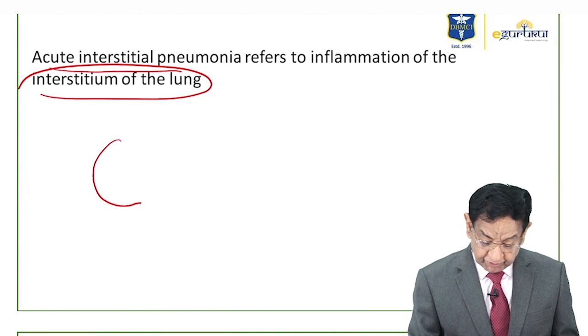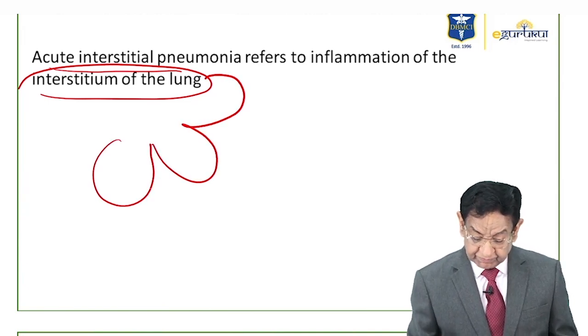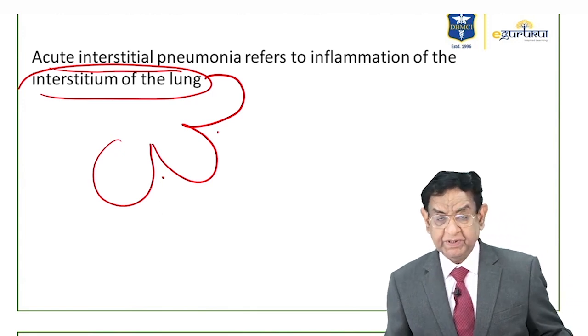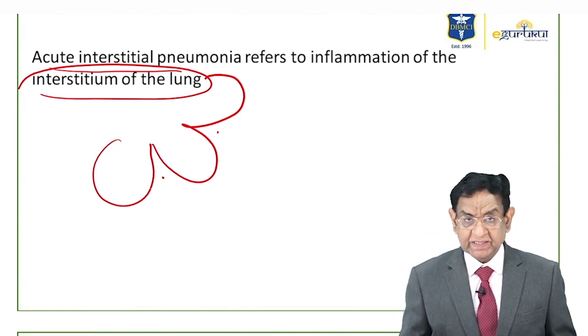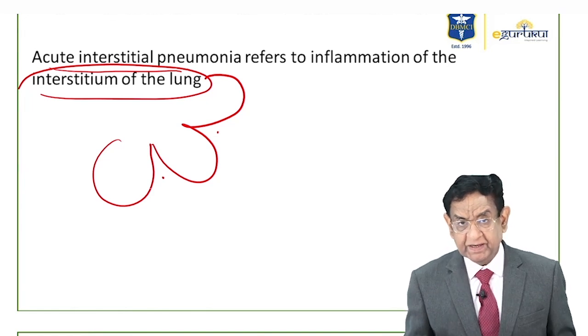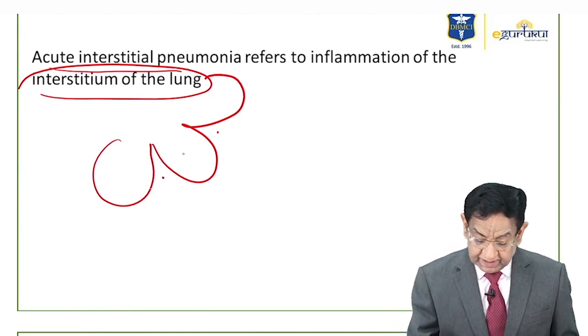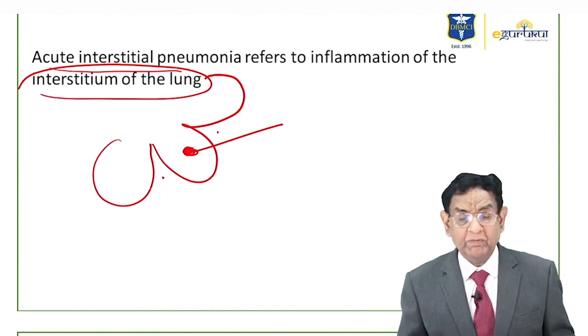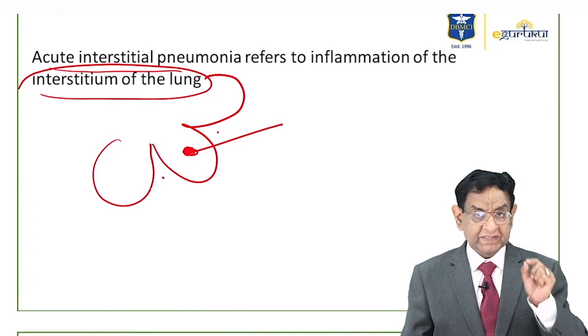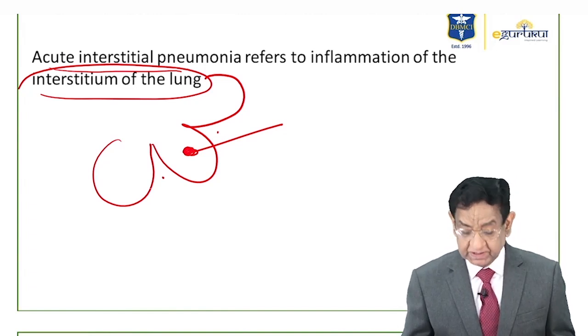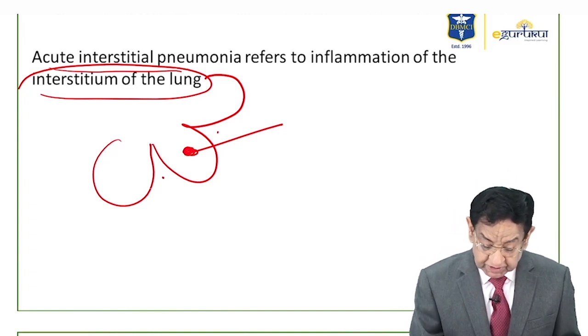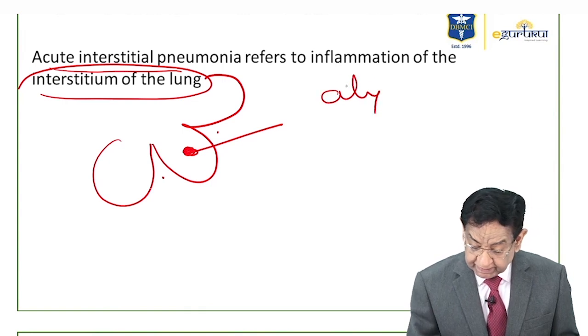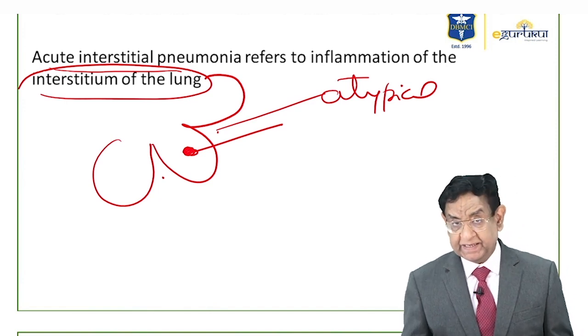Definitely this is the alveolus, this is the alveolus, this is the alveolus, and in between this space is the interstitium. So when the inflammation occurs in the interstitium, we call it atypical. Because in a typical pneumonia, the inflammation is inside the alveoli. When it is outside the alveolus, in the interstitium, then we use the term atypical. So now, broadly, you understood the meaning of typical and atypical pneumonias.